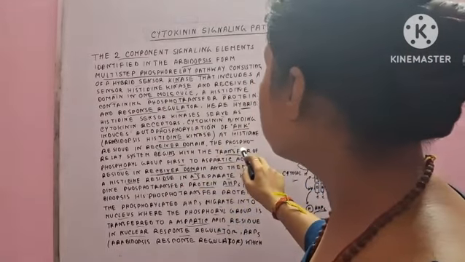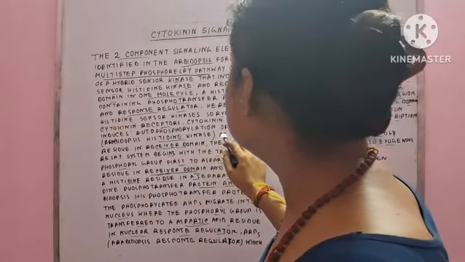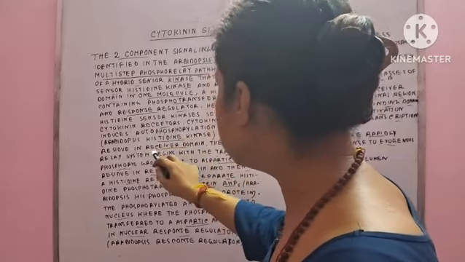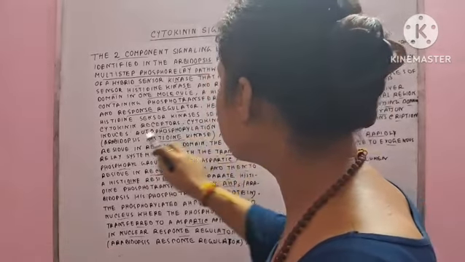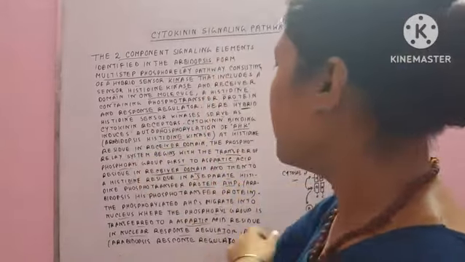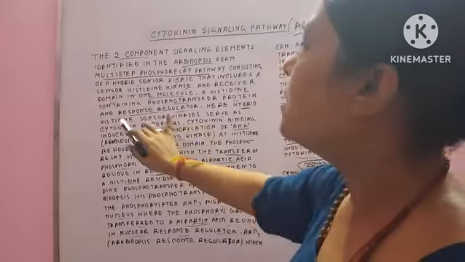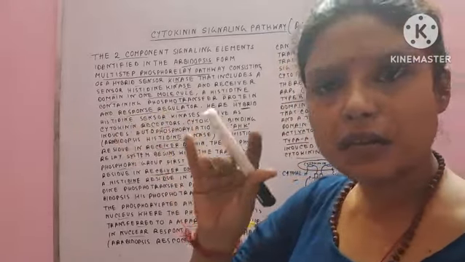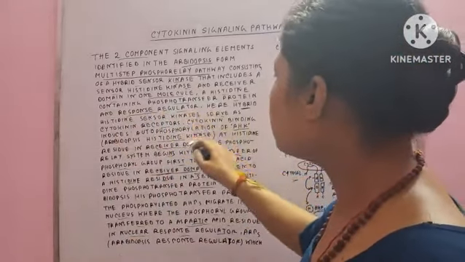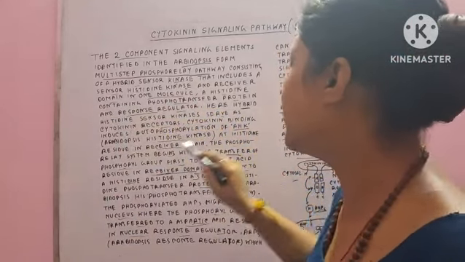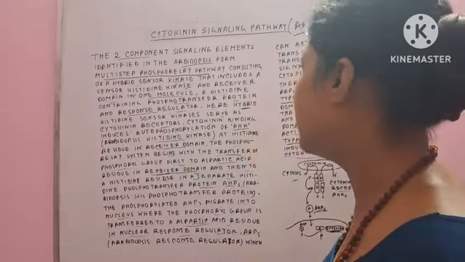At the histidine residue, the phosphorelay system begins. So just to say, when the cytokinin binds with the receptor, the autophosphorylation of AHK is taking place.